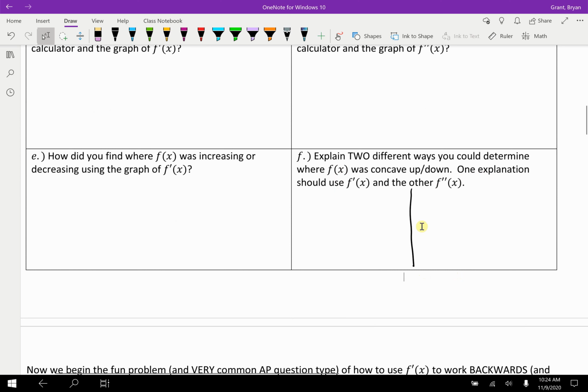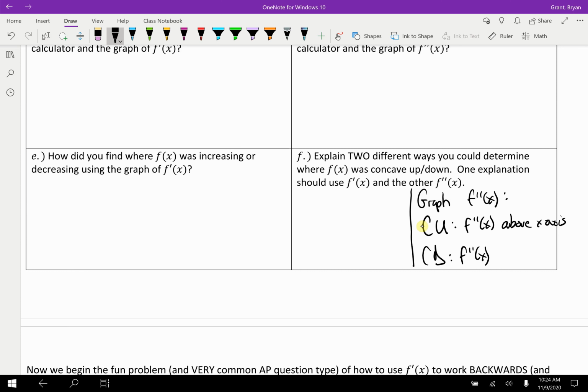f double prime is pretty easy. If you wanted to use the graph of f double prime of x to find concave up or concave down, concave up is where f double prime is above the x-axis, and of course, concave down is where f double prime is below the x-axis. And that would be great. If you had the graph of f double prime, super cool. But one thing the AP exam is pretty picky about is if they don't give you that graph, they don't want you using that justification.